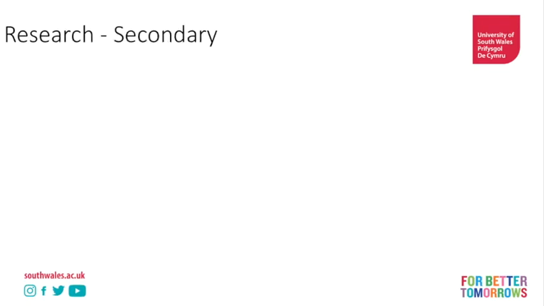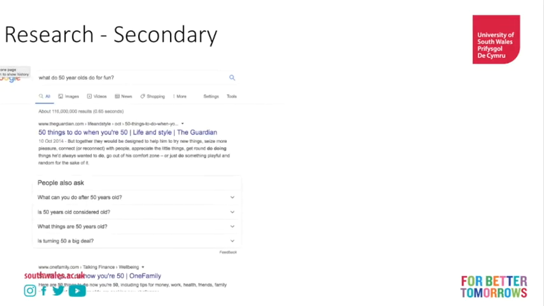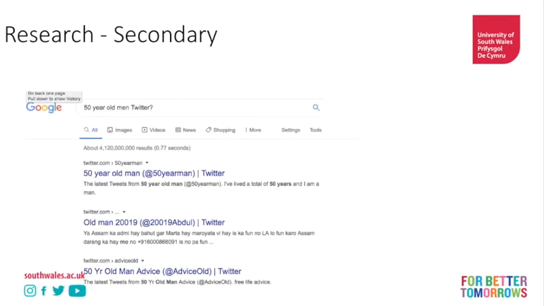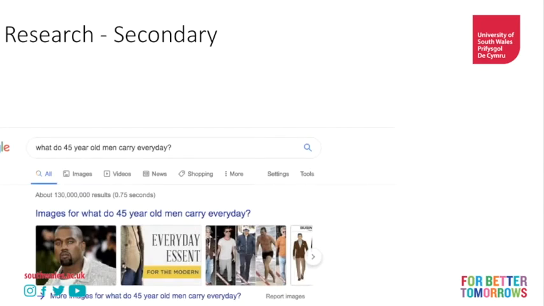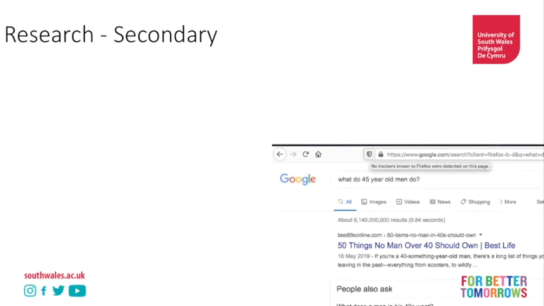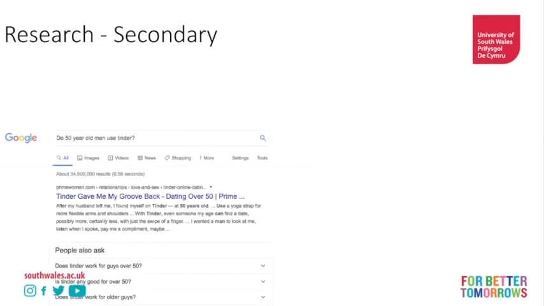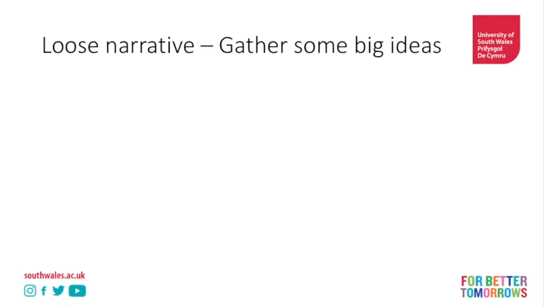To help fill those gaps and to help build our research resource that we're going to draw from, it's important to do some secondary research also. This is just some quick Googling to get a bit of an idea. What do 50-year-olds do for fun? Do 50-year-old men use Twitter? What do 45-year-old men carry every day? What do 45-year-old men do for fun, for anything? Do 50-year-old men use Tinder? We'll see. Now, from all that research, we're going to develop a loose narrative to gather some big ideas.